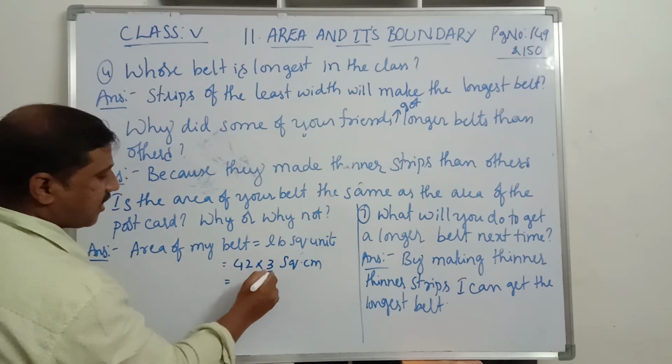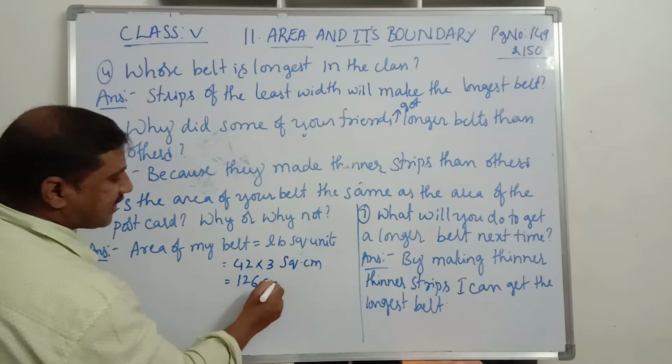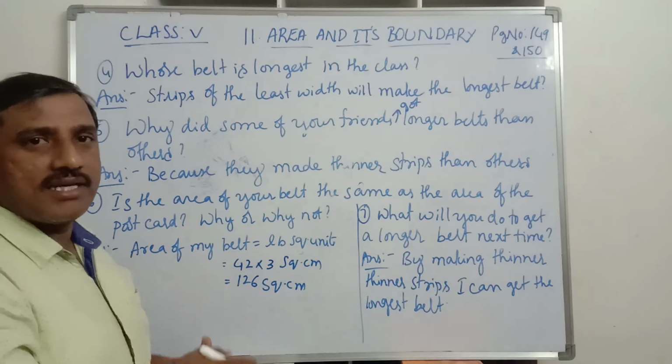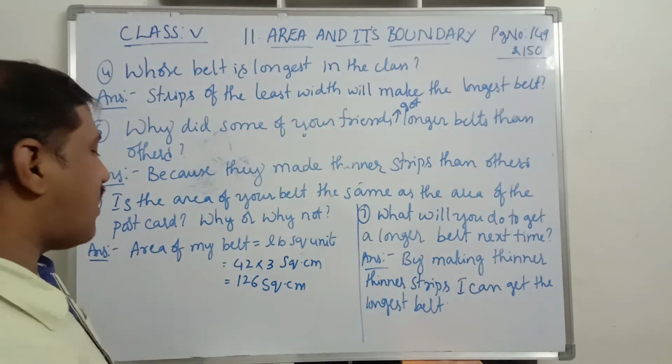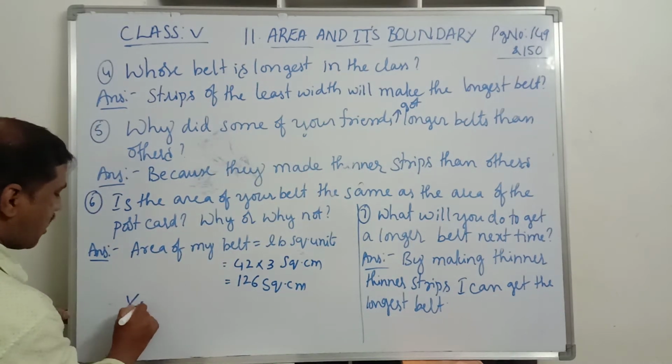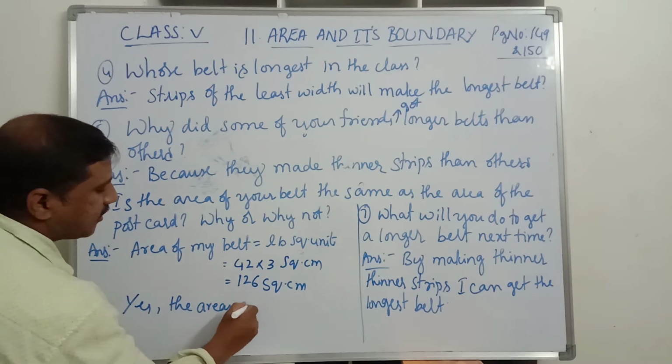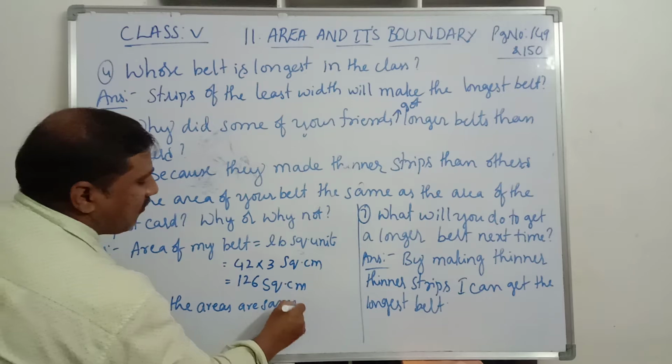3 2s are 6. 3 4s are 12. 126 square centimeters. What is the area of the postcard which we got? It is also 126 square centimeters. Yes, the areas are the same. So from this, what can we conclude?